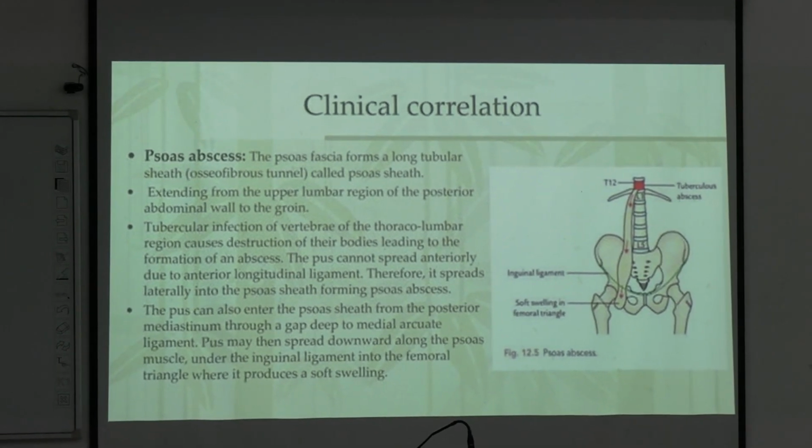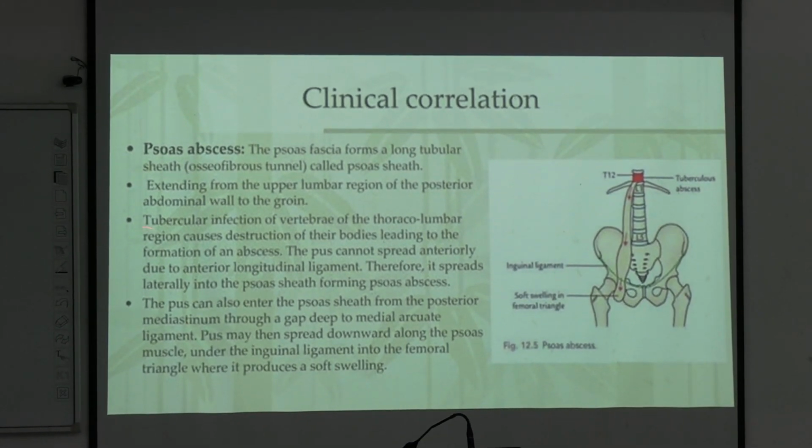we go to the clinical correlation. So psoas abscess. Psoas fossa forms a long tubular sheath, an osteofibrous tunnel called the psoas sheath. See, this is the location of psoas muscle. So the sheath is located around the psoas muscle, extending from the upper lumbar region of the posterior abdominal wall to the groin. This is the extent of the psoas fossa.